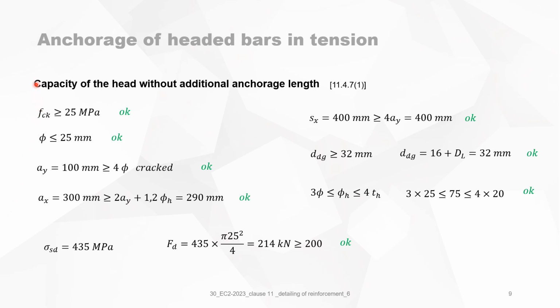First, we check the capacity of the head without additional anchorage length. If you go through the different conditions, like we've done in the previous slides, you will see that we fulfill all conditions. That means that we can assume 435 megapascal of tensile stress. And that means that the total force that can be transferred is 214 kilonewton, which is bigger than 200, so it's okay.